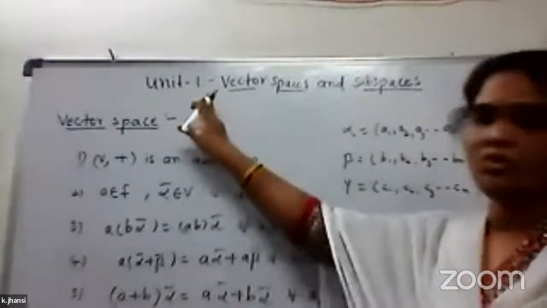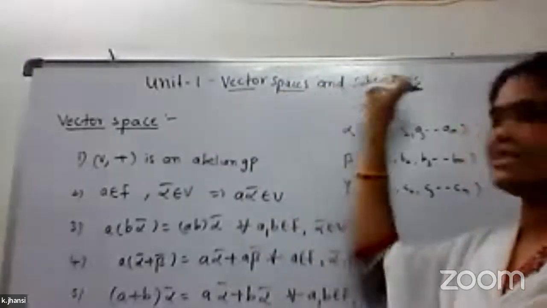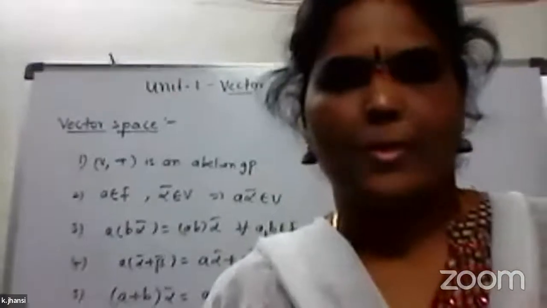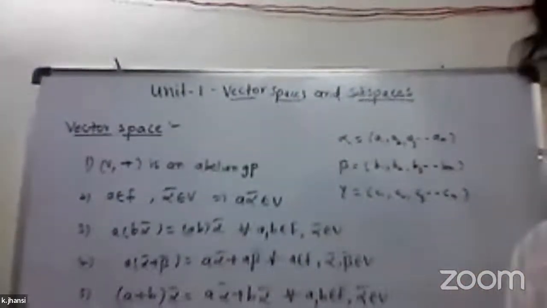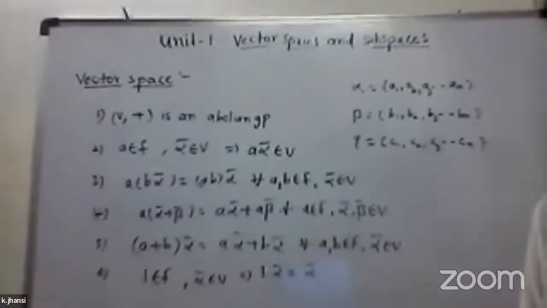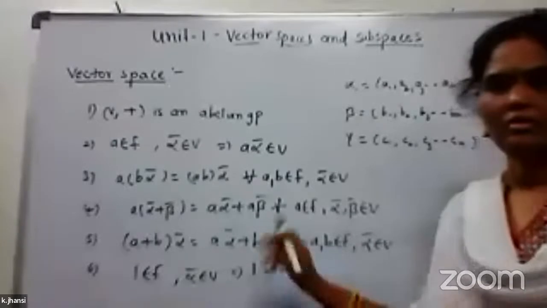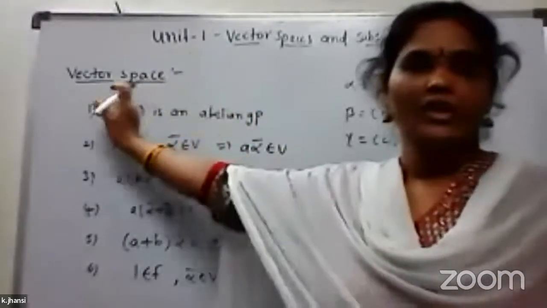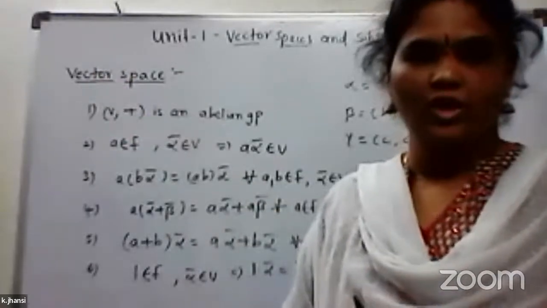So today we are starting with the first unit. It is vector spaces and subspaces. I hope you are able to see the blackboard. Here I have given the introduction of the vector space, that is, I have given the definition of that.